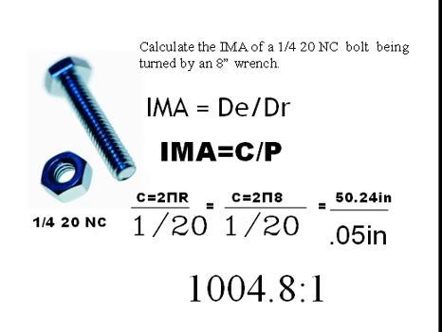So I hope this has helped you to better understand the mechanical advantages of the bolt. Now if you notice here, by calculating this, you have figured out what D of E is and what D of R is. So whatever the answer is right here, you can use to calculate D of E and D of R in the next formula for figuring out AMA. So good luck with that, and watch the next video.